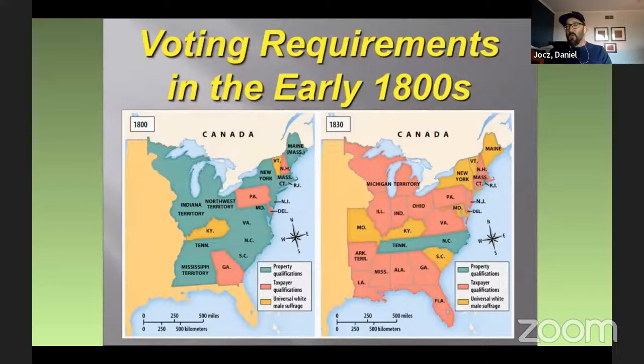Voting's changing too during this time. What happens throughout many states is that property requirements that were standard in many of the states after the American Revolution begin to be done away with. And what you start seeing in some is universal white male suffrage. So it doesn't matter who you are. Universal white male suffrage means exactly what it says. And then in others, you just had to be a taxpayer. But what's important here is this age of the common man that Jackson tends to symbolize for many people. And it really is represented by the fact that it becomes easier to vote in America as long as you were a white man at the time. So these changes are not clearly happening for women or African Americans.